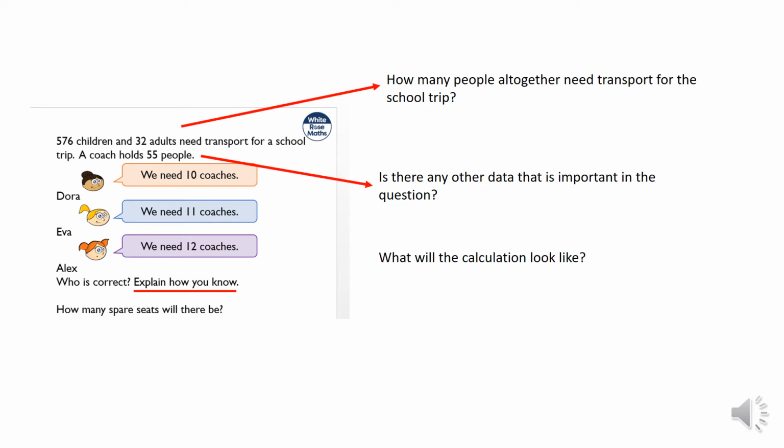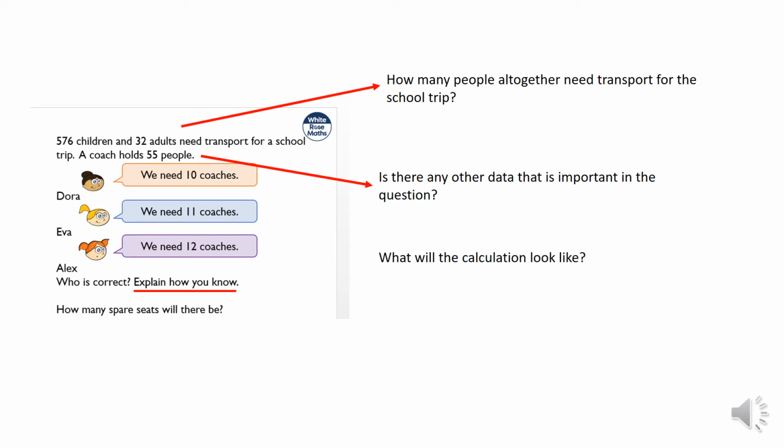Okay, so who is correct? Explain how you know. That's the real question that we need to answer. So today it's really a reasoning problem, isn't it? We've got three people there: Dora, Eva and Alex. You should know at the moment how many coaches we'll have. So have a look at the answer that you've got for a moment. Just pause the video, look at your answer and see if you know how many coaches we'll need.